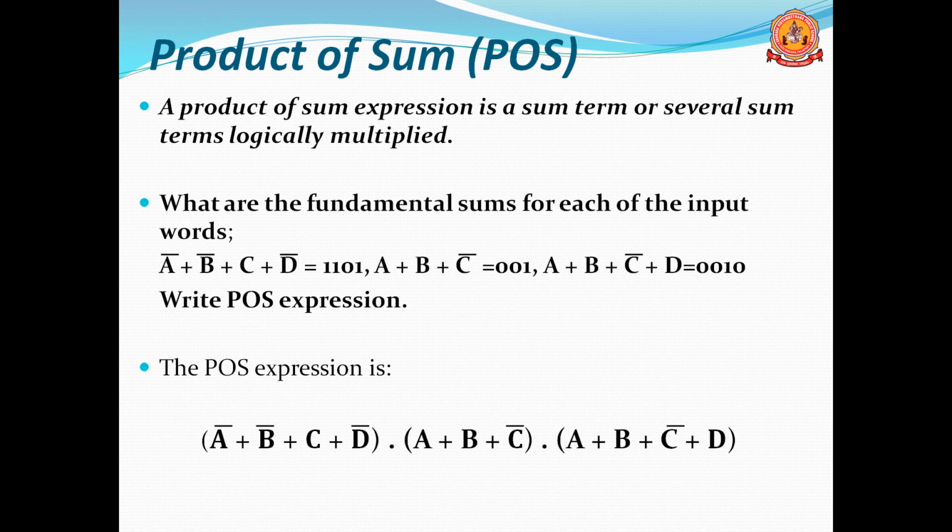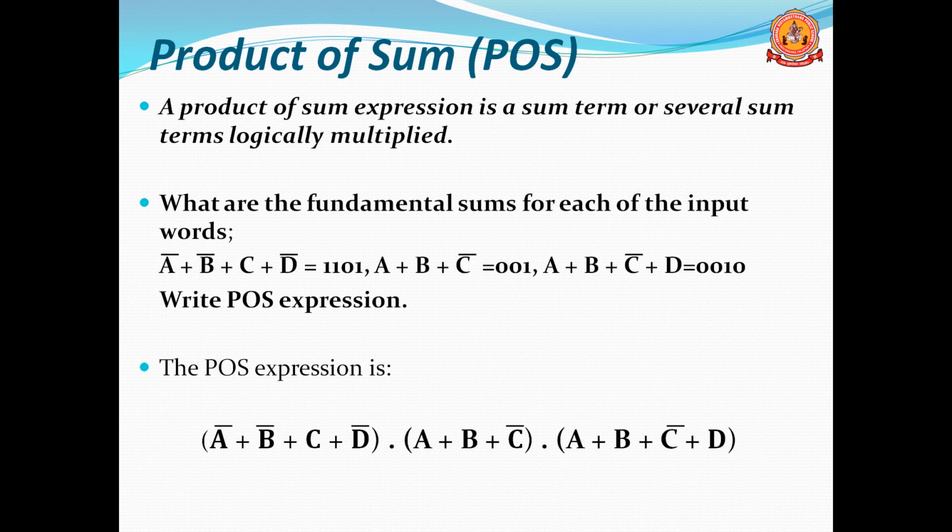Then next is product of sum. Product of sum is an expression that is a product of several sum terms logically multiplied. So product of sum means we are logically multiplying several sum terms, or several max terms. When several max terms are multiplied, it is known as product of sum.